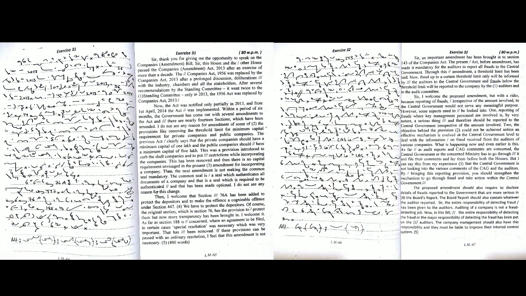Then I welcome that Section 76A has been added to protect the depositors and to make the offense a cognizable offense under Section 447. We have to protect the depositors. Of course, the original section, which is Section 76, has the provision to protect them, but now more transparency has been brought in. I welcome it.